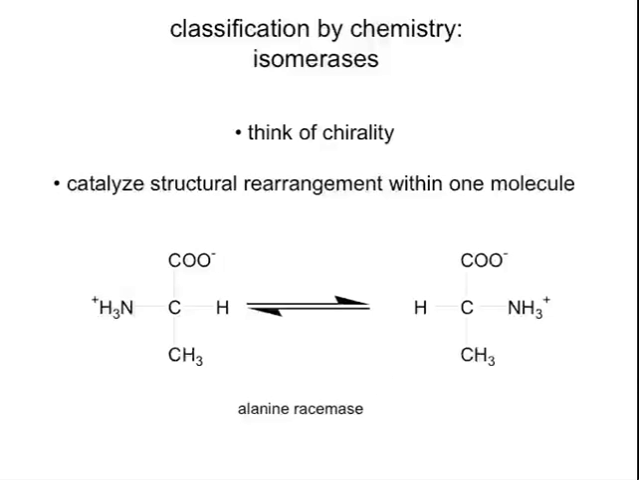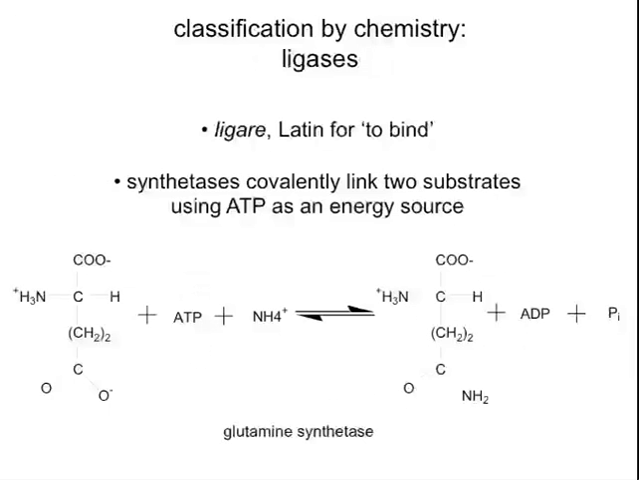Isomerases. So this involves the structural rearrangement within a molecule, and this is just alanine racemase. I've not been careful about drawing the stereochemistry here for you, just illustrating that we're moving a nitrogen on this alpha amino group from one stereochemistry to another. And finally, the ligases, right?